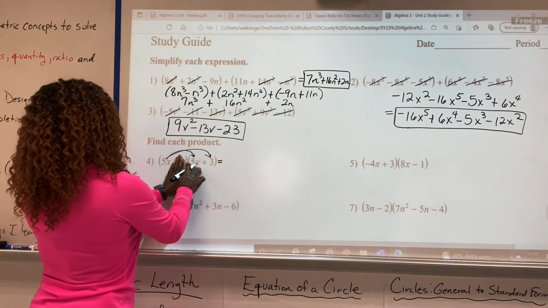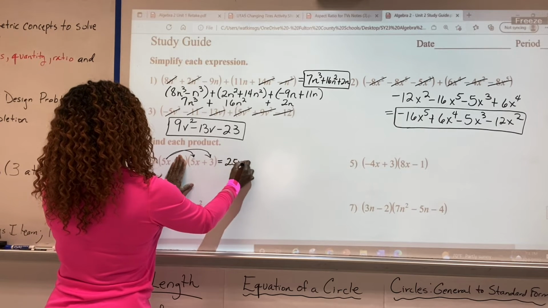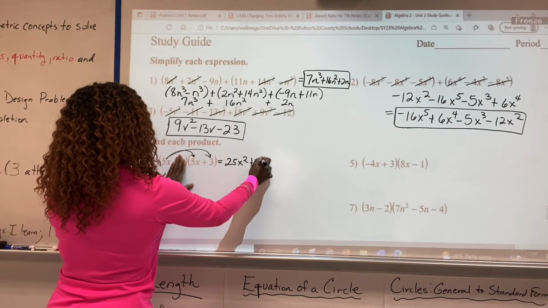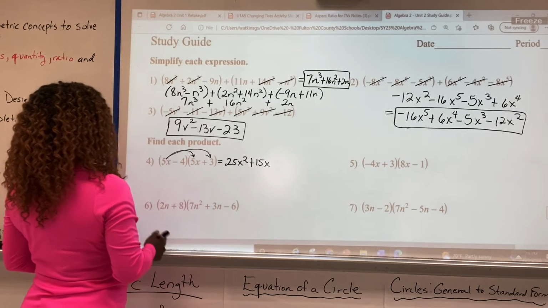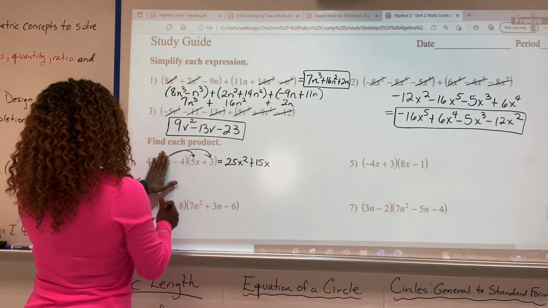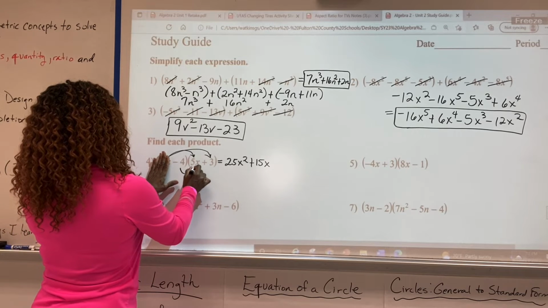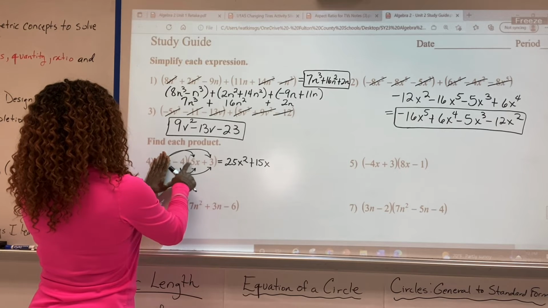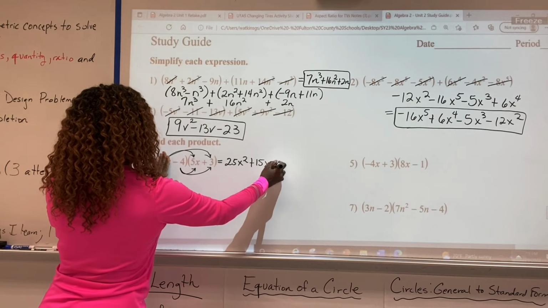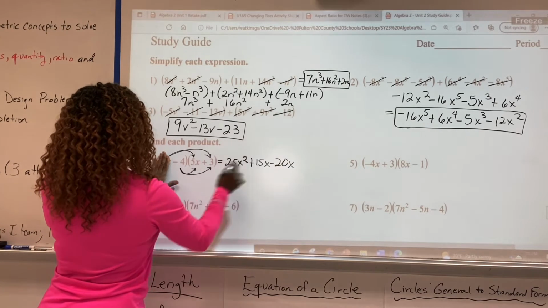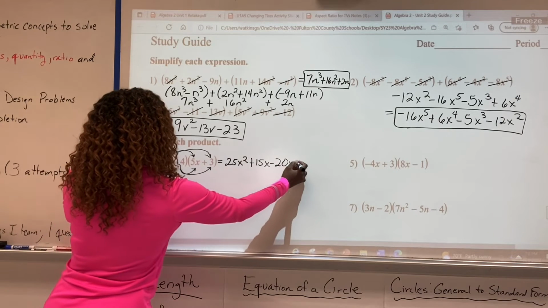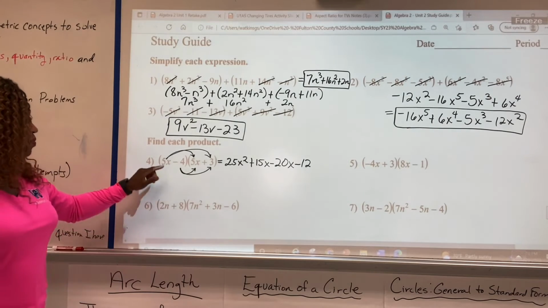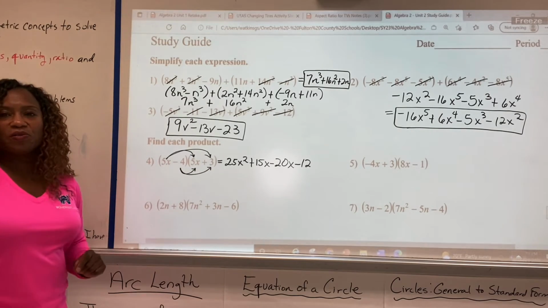So 5x times 5x is 25x squared. 5x times 3 is 15x. So I finished with the 5x. Now I'm gonna cover this to get it out of my sight. And then I'll do negative 4 times 5x, which is negative 20x, and negative 4 times 3, that's negative 12. So I've actually distributed each of these terms to each of those terms.